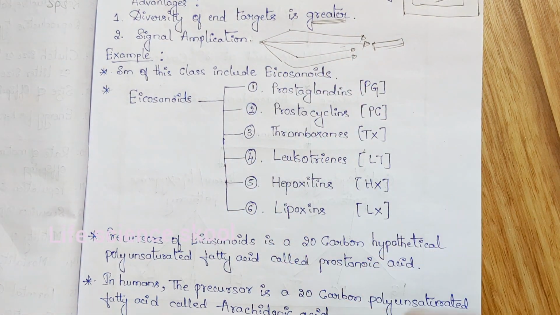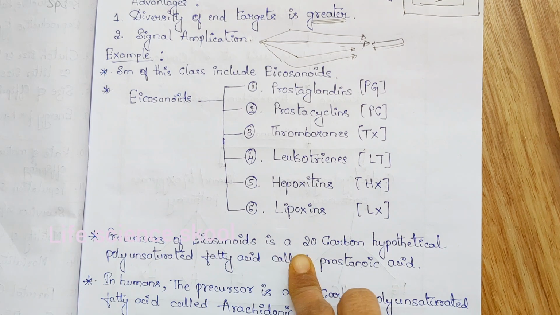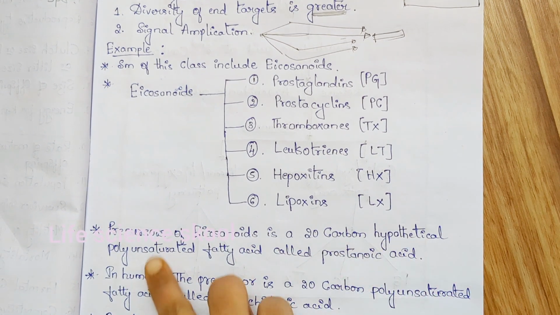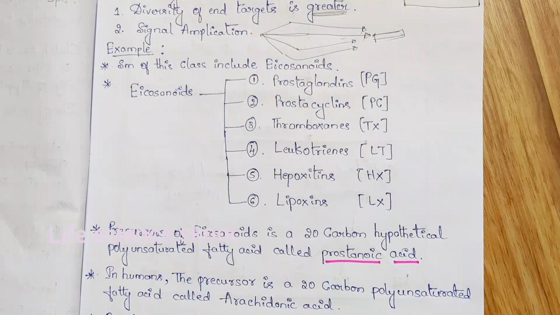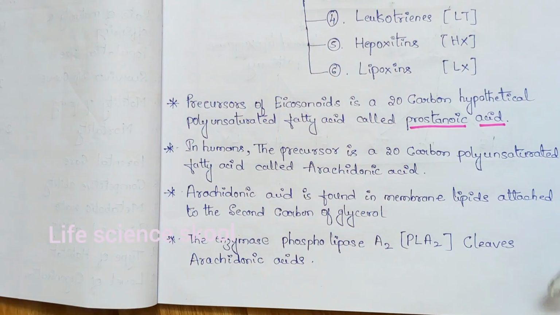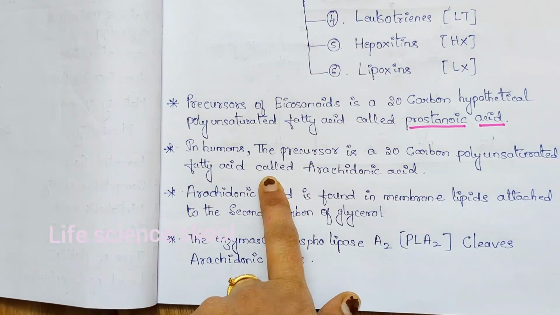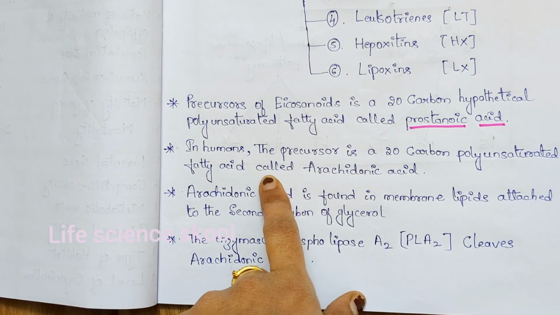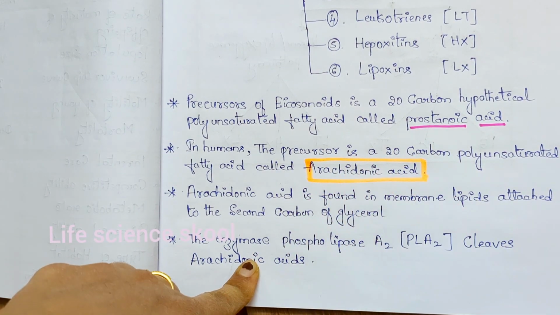So where does this eicosanoid come from? The precursor of eicosanoids is a 20 carbon hypothetical polyunsaturated fatty acid called prostanoic acid, in case of other animals. In case of humans, the precursor is a 20 carbon polyunsaturated fatty acid called arachidonic acid. This is a very important acid, that is arachidonic acid.